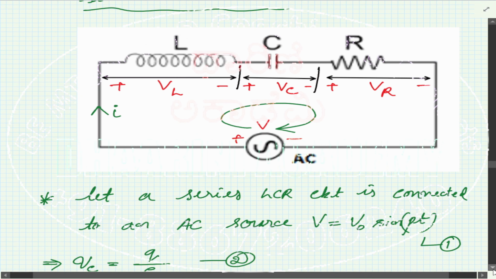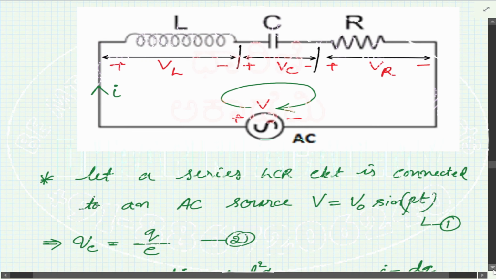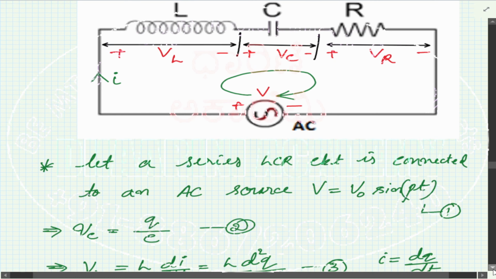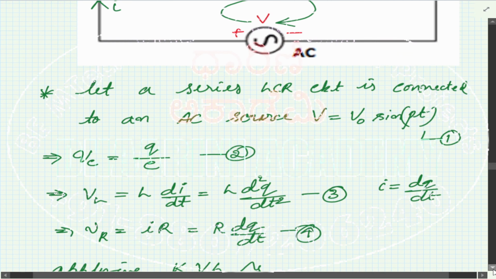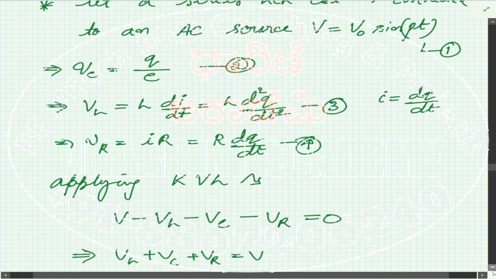So we consider an LCR circuit. L is the inductance, C is the capacitance, R is the resistance. It is supplied by a voltage source denoted by V, and VL is the voltage across the inductor, VC is the voltage across the capacitor, VR is the voltage across the resistor. Then we wrote the values of VC, VL and VR. Those are equation numbers 2, 3 and 4.